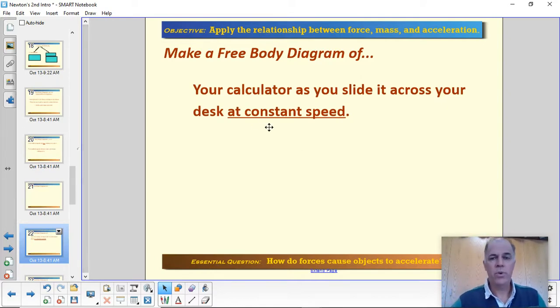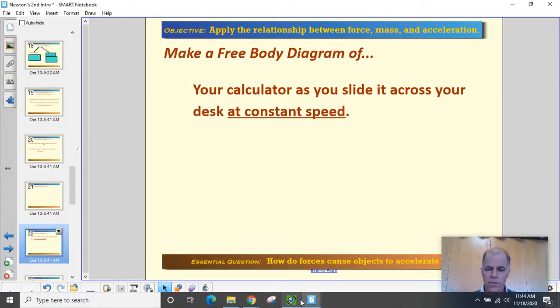So what I want you to do is pause the video here, get out some scratch paper, and try to make a free body diagram of your calculator as you slide it across your desk at constant speed. When you're done, start it up again, and I'll show you the diagram on my notepad. Okay, here we go. 3, 2, 1. Switching over here.